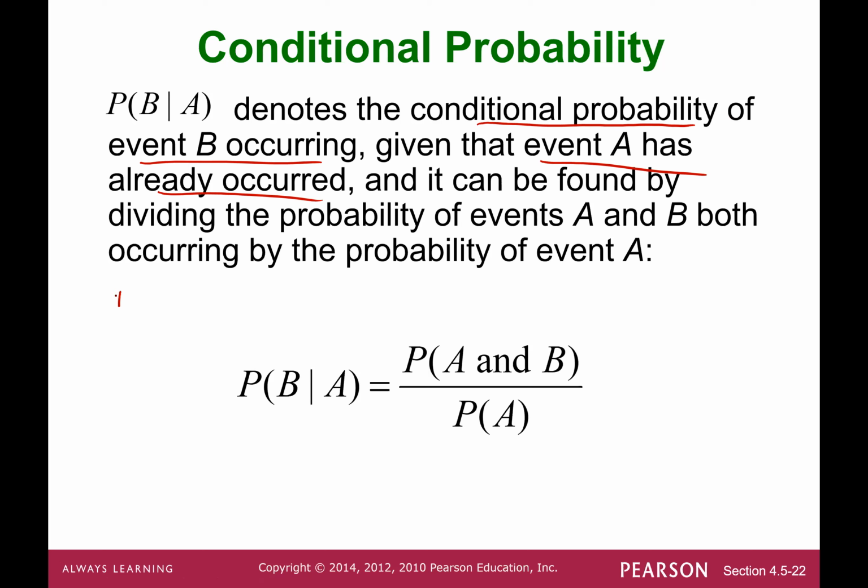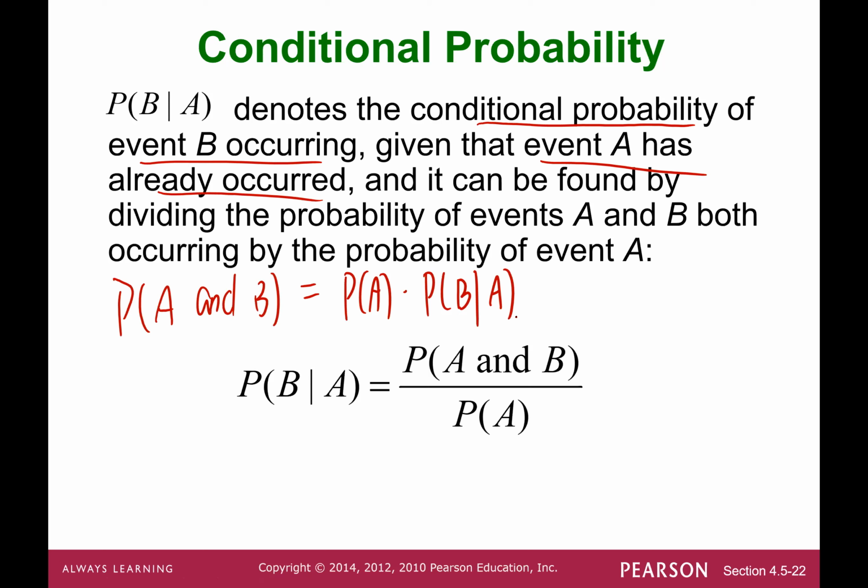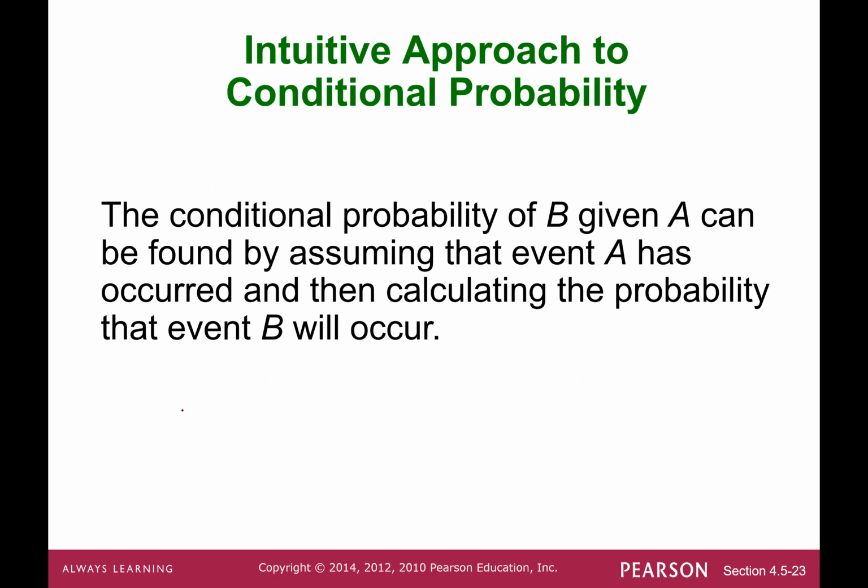And this comes from this formula, right? Remember, A and B equals the probability of A times the probability of B given that A occurs. And you just divide both sides of the equation by the probability of A, then we get this transformed formula, right? So it comes from the multiplication rule, given that they are dependent events. Okay. So this is where this formula comes from. Now, the conditional probability of B given A could be found by assuming event A has occurred and then calculating the probability event B will occur, assuming they are dependent.